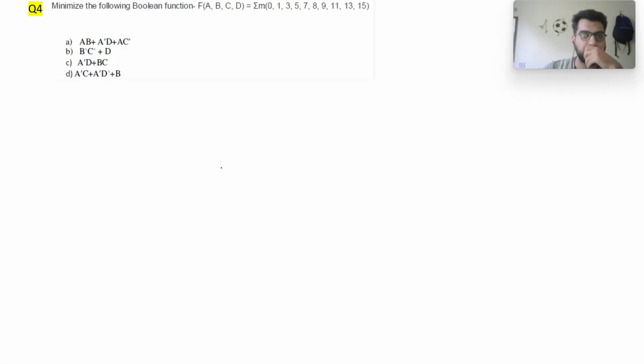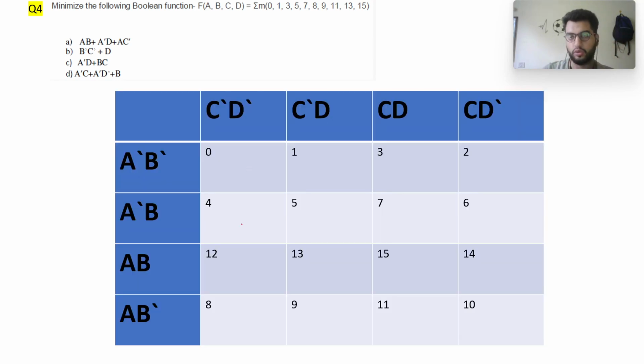The question asks us to minimize the Boolean function f of a, b, c, d, sum of minterms 0, 1, 3, 5, 7, 8, 9, 11, 13, 15. So we have to minimize. What I'll do is construct a 4 cross 4 K map, as I've done already. So this is A dash B dash, A dash B, A B, and A B dash. I'm repeating for some of the students who joined late. And from the column side, I'll have C dash D dash, C dash D, C D, and C D dash.